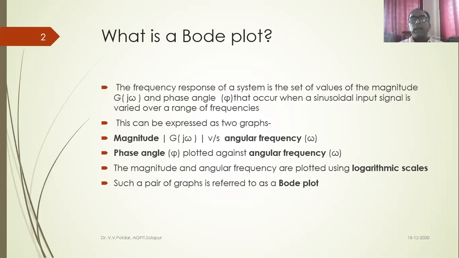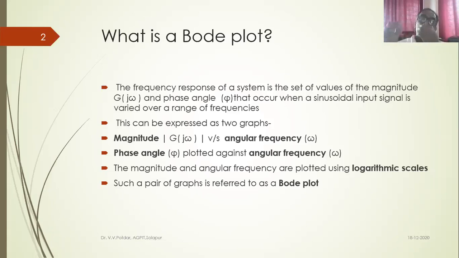How do you find out the magnitude? Magnitude is the square root of the real part squared plus the imaginary part squared. Now in this input 1 plus j omega, j is a complex number. So 1 is the real part and omega is the imaginary part. So square root of real part square plus imaginary part square, so square root of 1 square plus omega square.